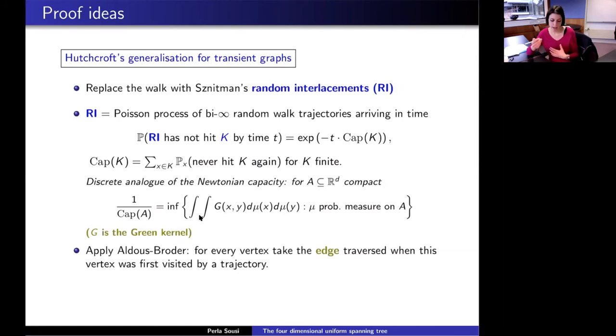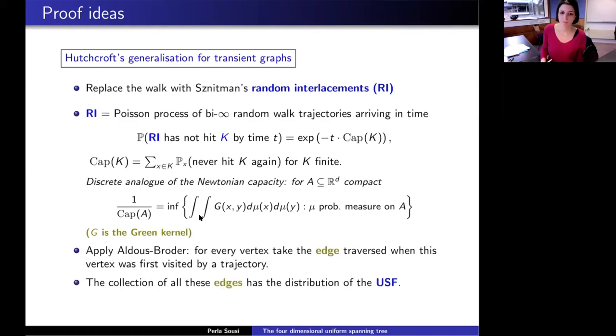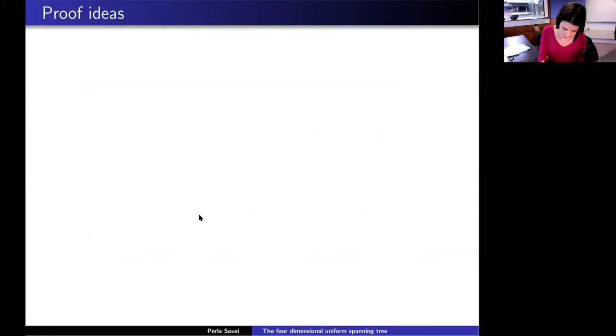So the idea is, like we did before when we had just one walk, for every vertex we take the edge that was traversed when this vertex was visited for the first time by the walk. Now we don't have one walk, we have a Poissonian cloud of walks. So for every vertex, we look at the first time that this vertex is hit, and we take the edge that was crossed when this vertex was hit. So let me just write some definitions.